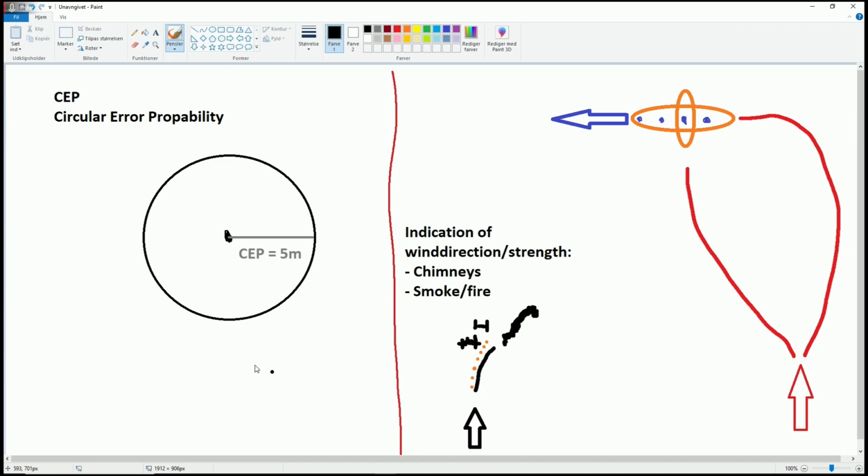Technically, accuracy is named CEP, Charlie Echo Papa. That means circular error probability. If you see a bomb or an aiming system, aiming sight, mention something that says CEP and then 5 meters, that means that at your aiming point in the middle here, expect a deviation of up to 5 meters. And those 5 meters are a radius. That means 5 meters to the right, 5 meters to the left, 5 meters short slash below, 5 meters long slash after.